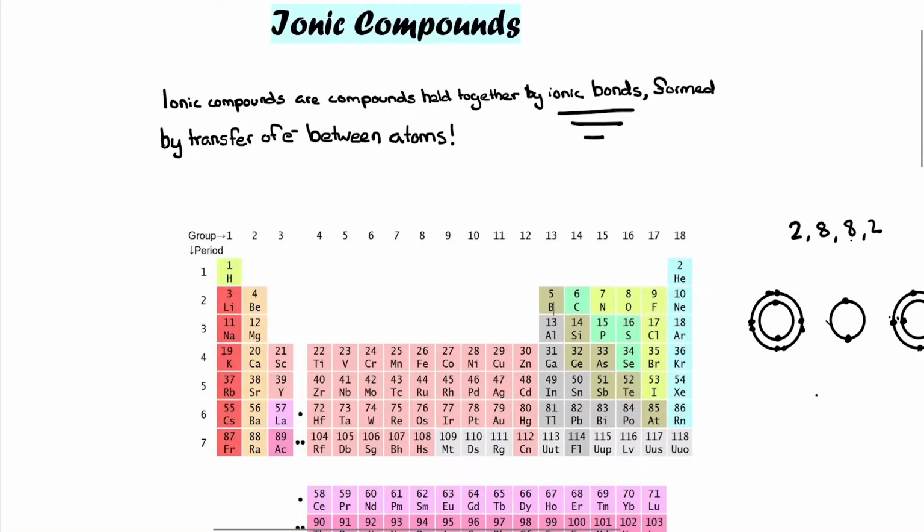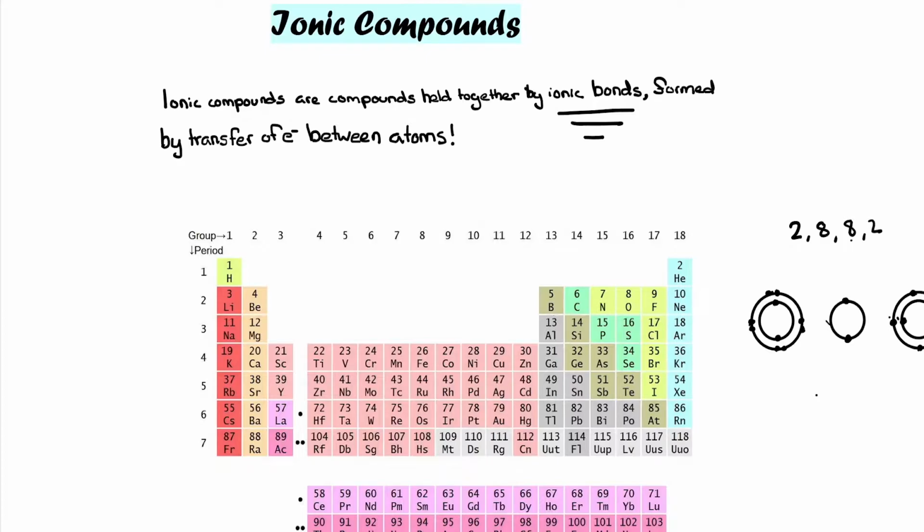Welcome. In this video, we'll be looking at ionic compounds. Let's get into it. Alright, so here's a quick definition. Ionic compounds are compounds that are held together by ionic bonds formed by the transfer of electrons between atoms.